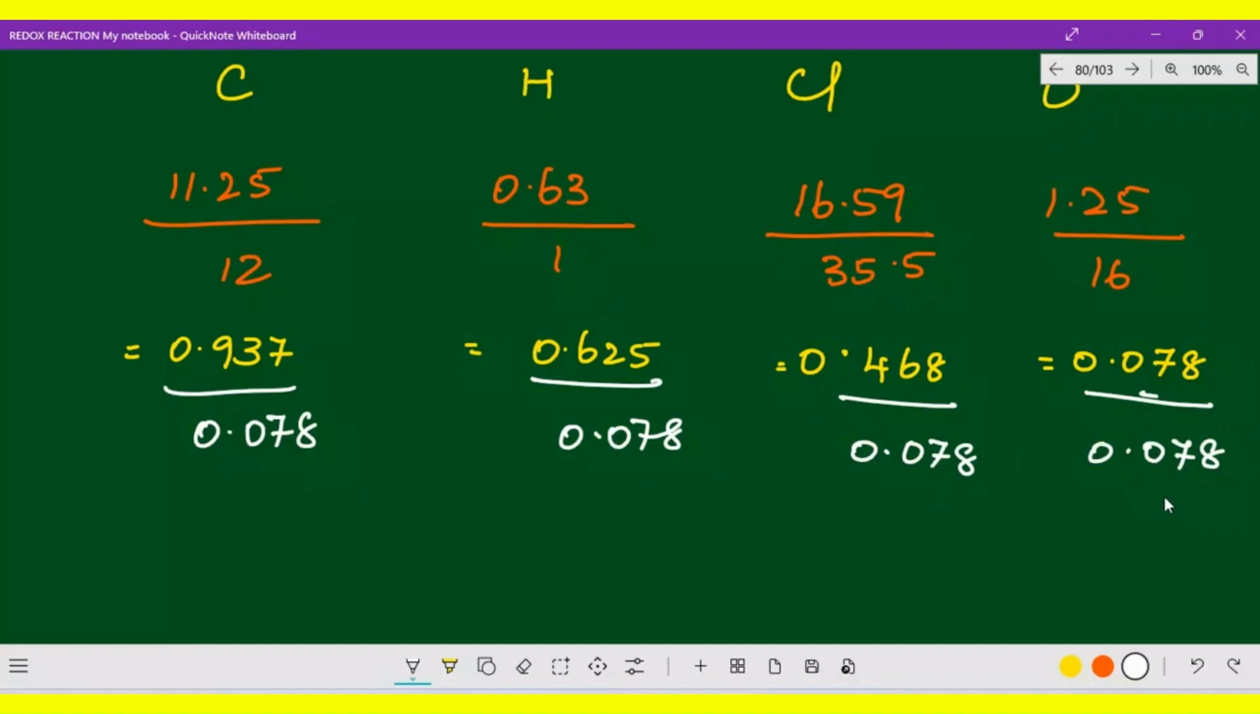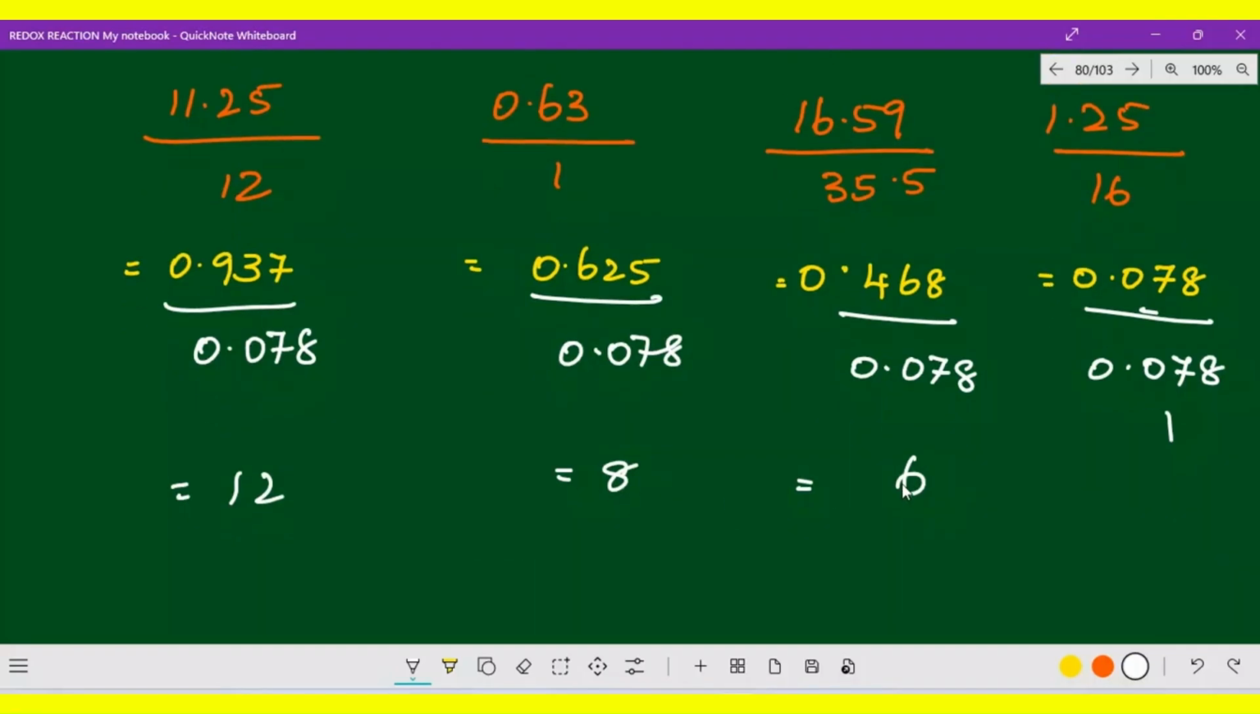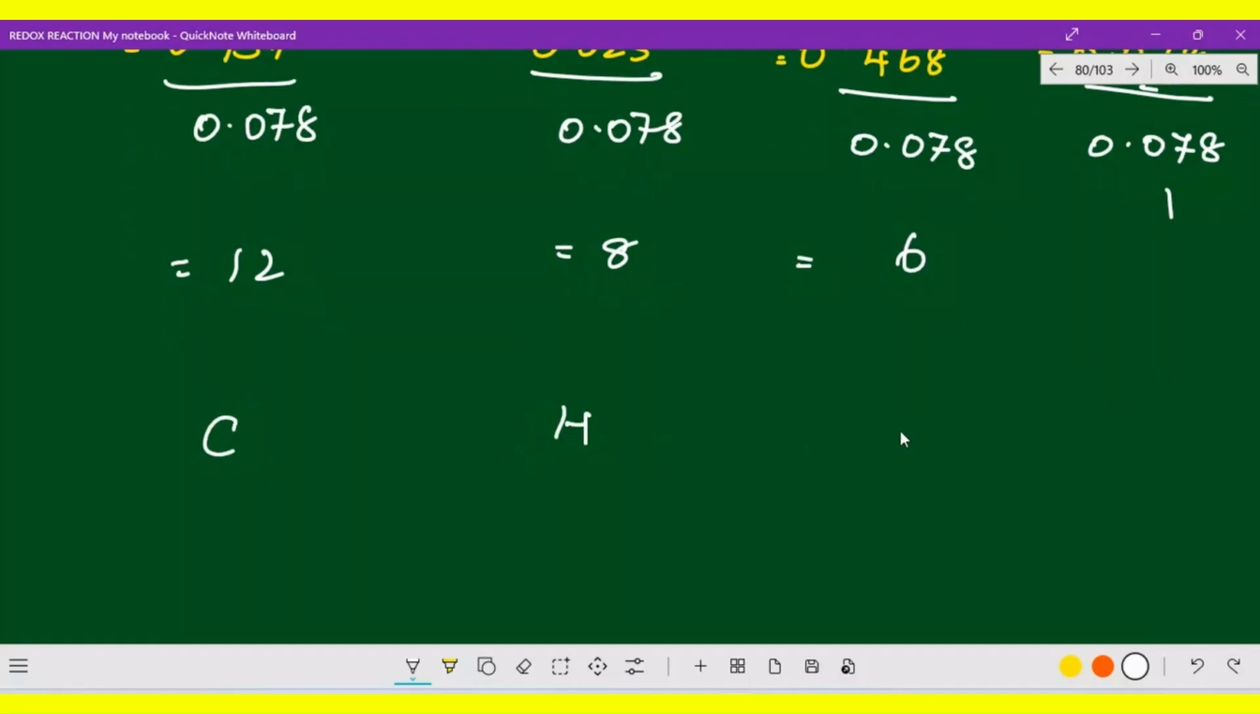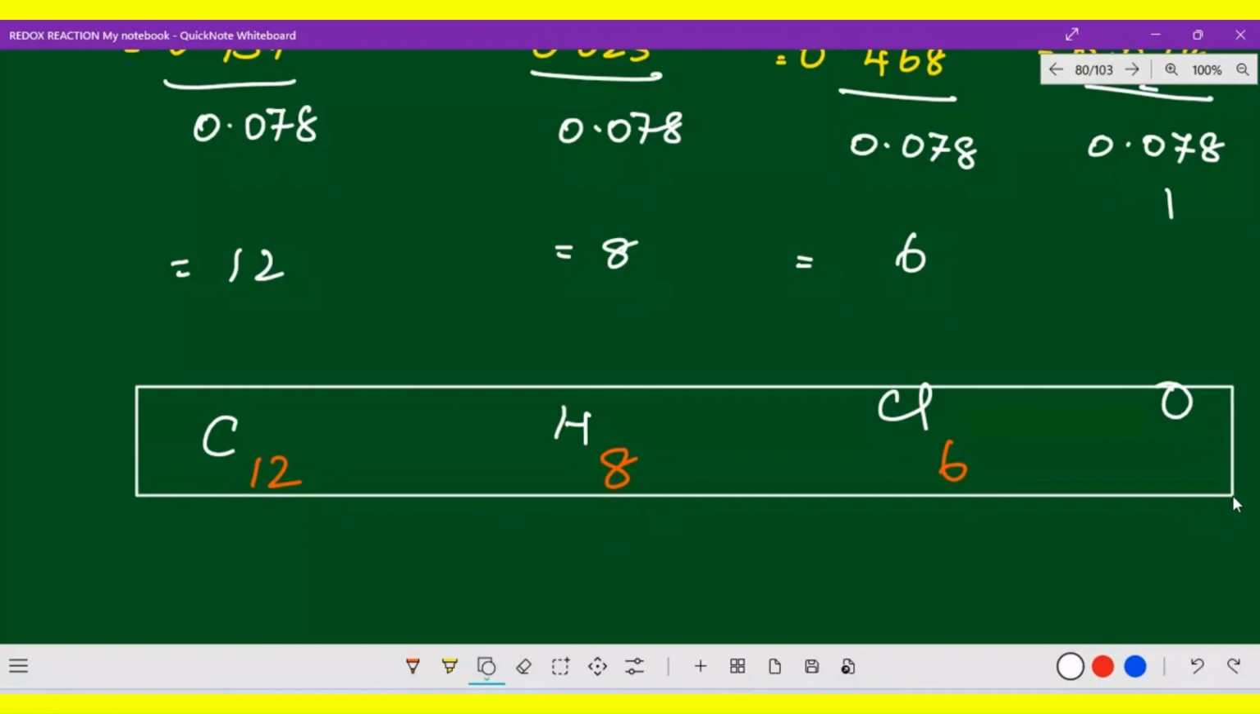So you'll be getting one only for oxygen, and for chlorine, when you calculate this, you will be getting around 6, and for this you will be getting 8, and for carbon you will be getting around 12. So carbon, hydrogen, chlorine, oxygen: carbon 12, hydrogen 8, chlorine 6, and oxygen 1, not 0, right? I just brought it in the box so that it will be easy for you to understand.